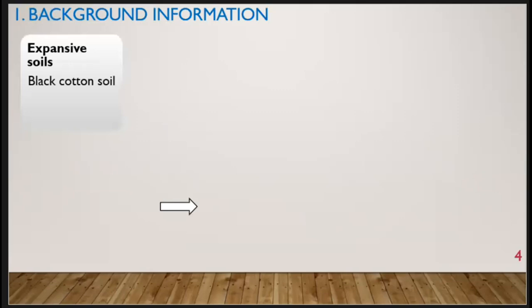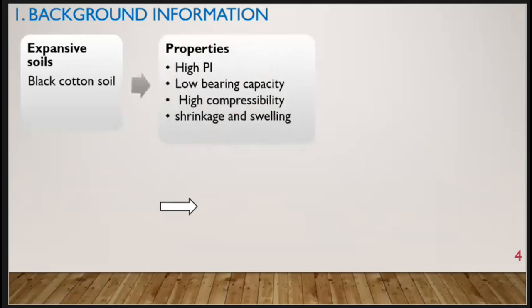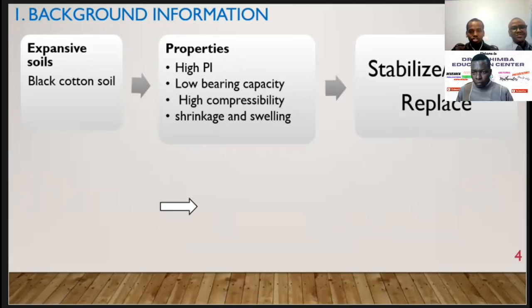It's an inorganic, expansive soil characterized by high plasticity index, low bearing capacity, high compressibility, and shrinkage and swelling. The shrinkage and swelling process leads to failure of the pavement, heavy settlement, heavy depression, cracking, and unevenness. So due to this limitation, its engineering properties need improving by replacing, blending, or stabilization.